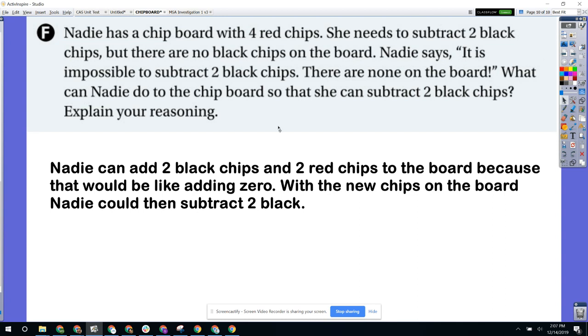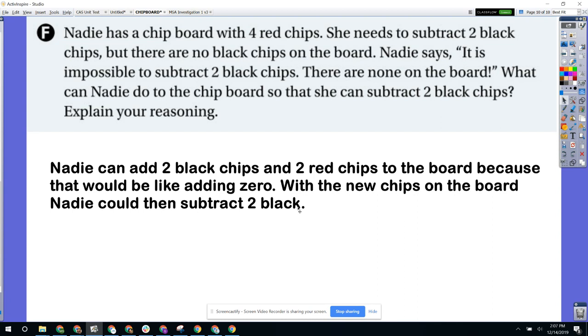Nadi can add 2 black chips and 2 red chips to the board because that would be like adding 0. The 2 black chips and the 2 red chips would cancel each other out. With the new chips on the board, Nadi could then subtract the 2 black. That's it. That's all she needs to do. And we would see that she would end up with 6 red chips, which would be -6. All right. So this is understanding adding and subtracting positive and negative numbers using a chip model.